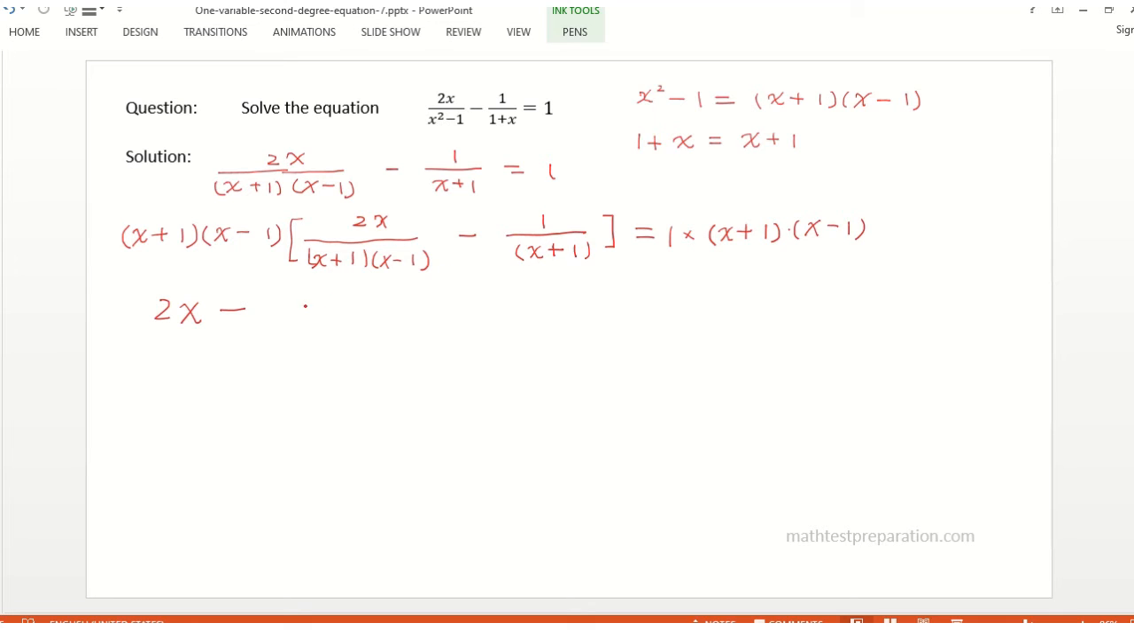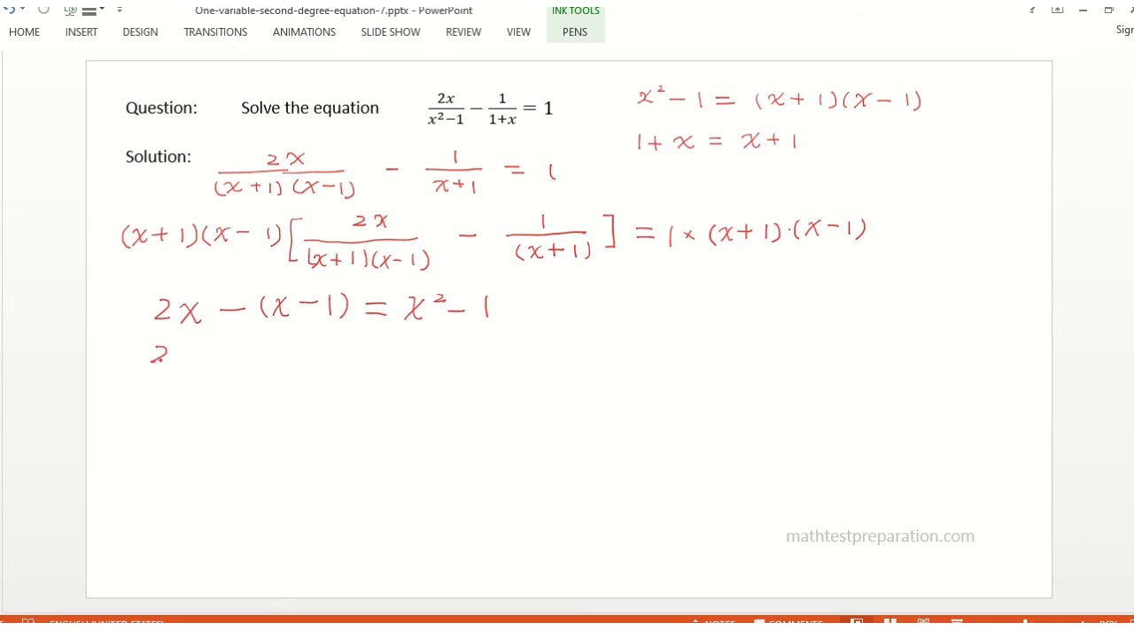So the second term is x subtract 1, which equals to right side of the equation 1 times this term equals to this term. X plus 1 times x subtract 1 equals to x squared subtract 1. So x squared subtract 1.